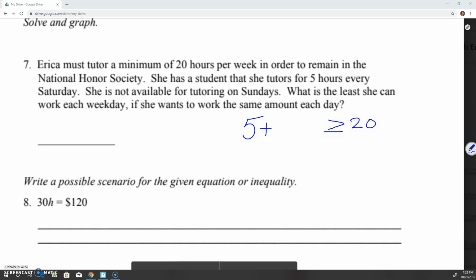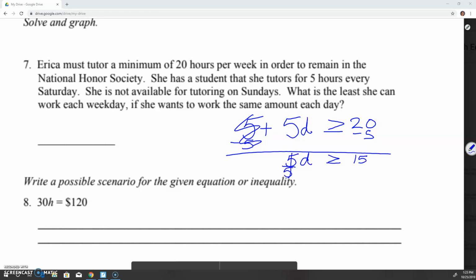How many? 5 days of the week left. So over the next 5 days, how many hours does she have to tutor each day? How do I get 5 over there with 20? Subtract 5. So that canceled out. You're left with 5 days. So if you divide by 5, how many hours does she have to tutor each day? 3 hours a day.